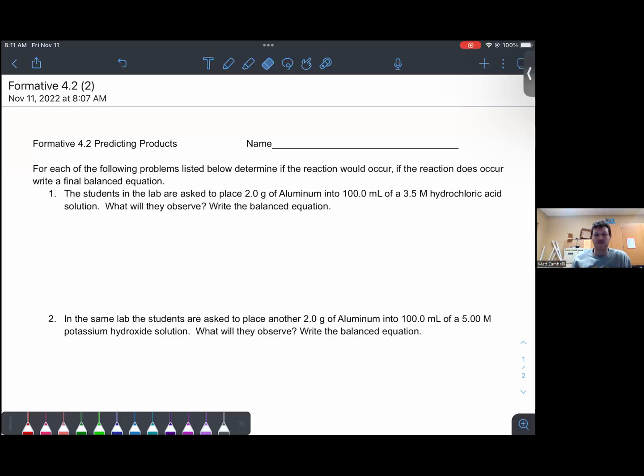So we're going to look at that formative number two, the one where we predicted the products of three different reactions. If we take a look at the first one, it says a student in the lab is asked to place 2 grams of aluminum into 100 milliliters of 3.5 molar hydrochloric acid solution. What will they observe? Write the balanced equation.